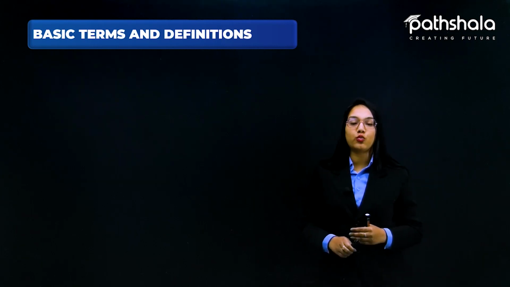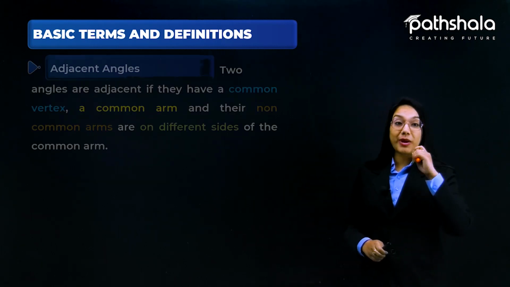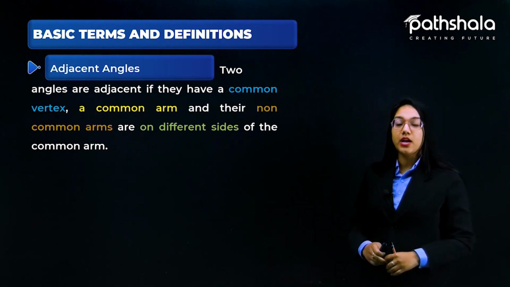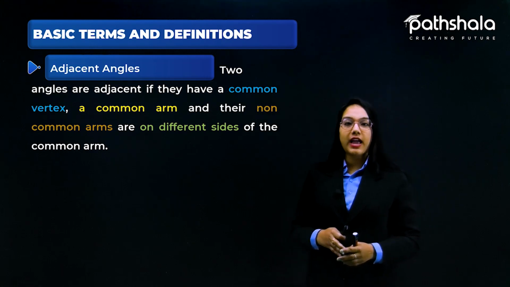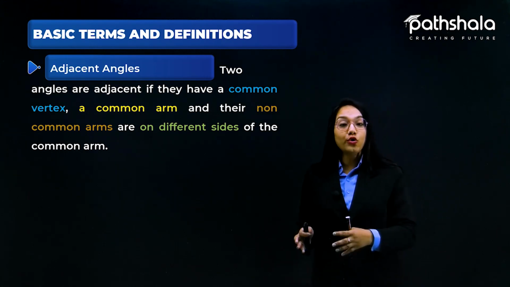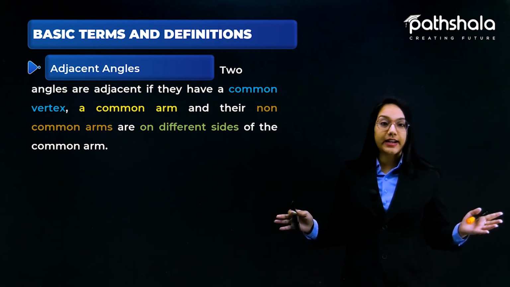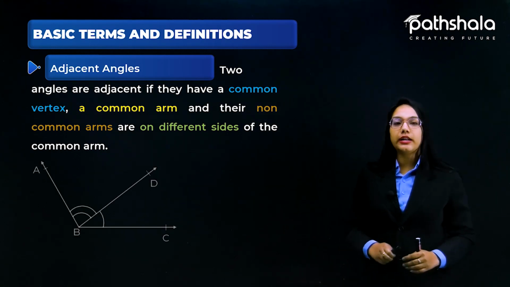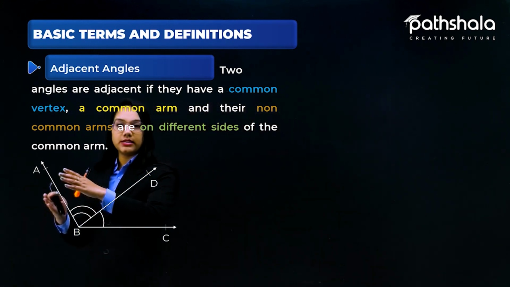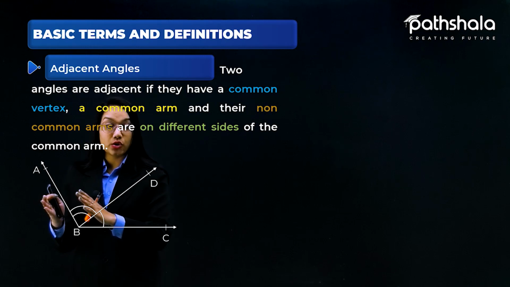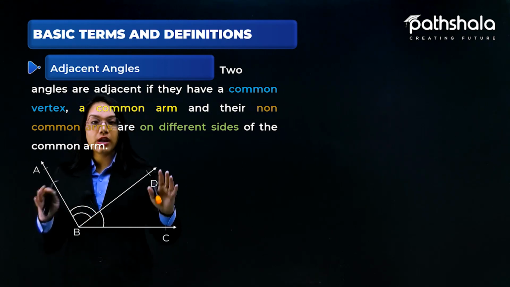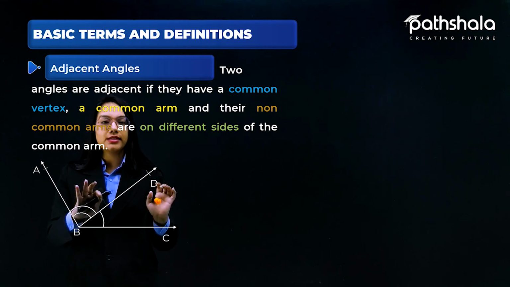Now let's move on to a special type of angles called adjacent angles. What are adjacent angles? Two angles are adjacent if they have a common vertex, a common arm, and their non-common arms are on different sides of the common arm. What does it mean? Suppose I am talking about the two angles over here. This is the angle ABD, and the other angle is CBD. So they are two angles, ABD and CBD.